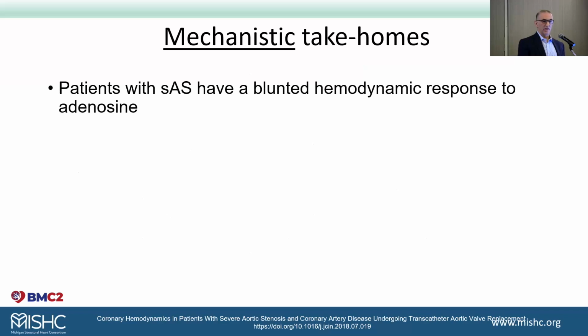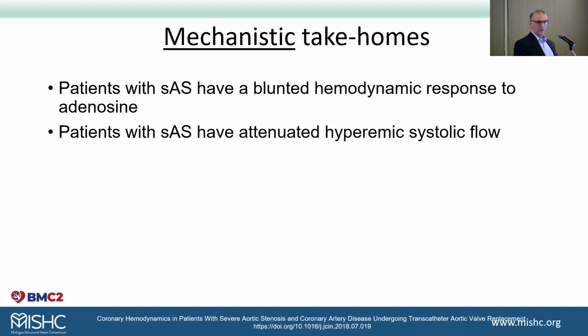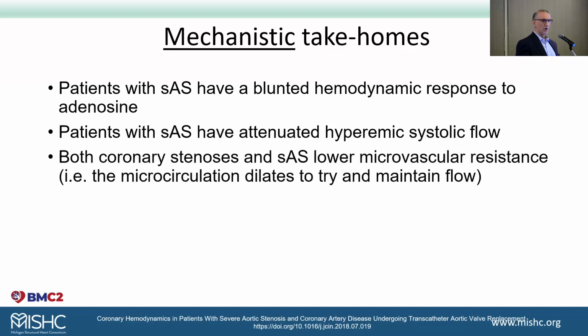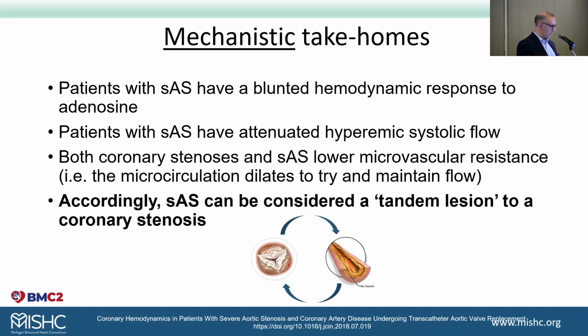I'm not going to go into the depth of the paper, but the mechanistic take home is that patients with severe aortic stenosis have a blunted hemodynamic response to adenosine. These patients are already hyperemic at rest because the aortic valve stenosis is like a second stenosis in series. They have an attenuated hyperemic systolic flow, both coronary stenosis and severe aortic stenosis, lower microvascular resistance, i.e. the microcirculation dilates to try and maintain flow. Accordingly, severe aortic stenosis can be considered a tandem lesion to a coronary stenosis.